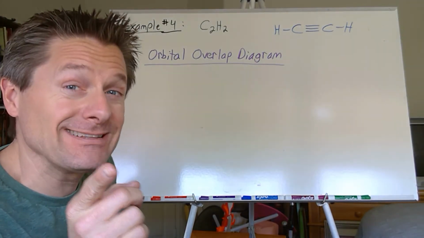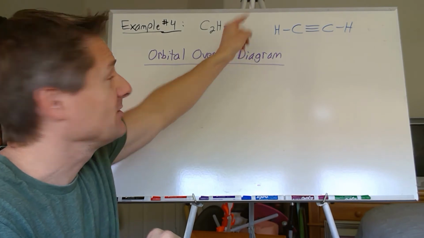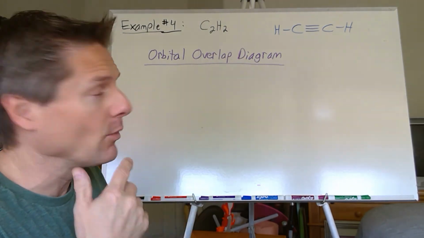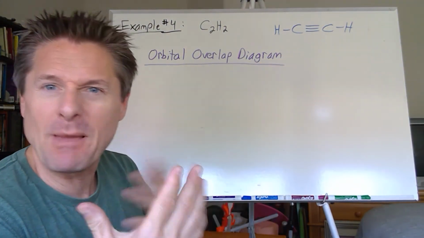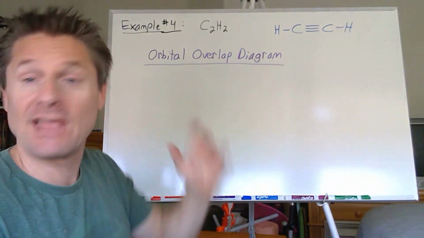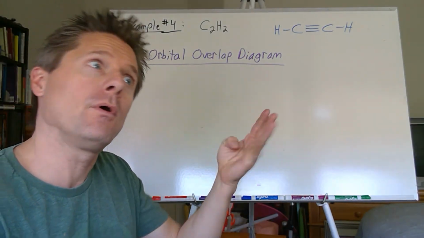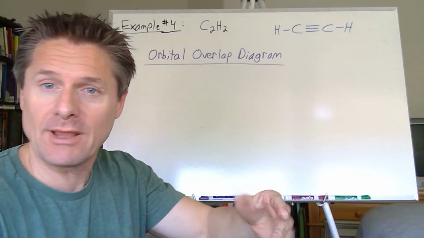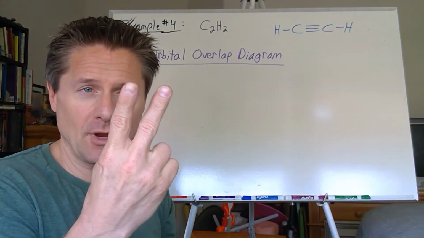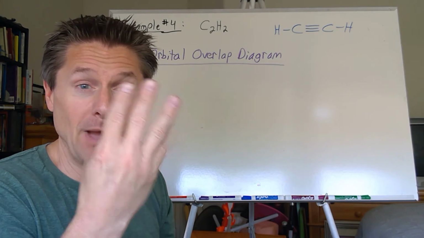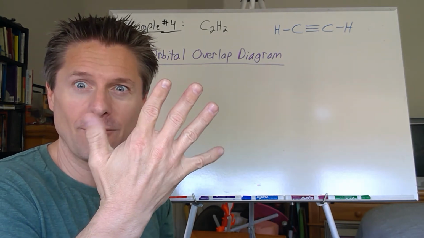Can you get this one on your own? Let's do the C2H2, kind of resurrecting the ones we did before. And on an exam, I could ask you anything. I could ask you for the hybridization scheme, or the bonding scheme, or the orbital overlap diagram, or the VSEPR structure, or the Lewis structure, right?